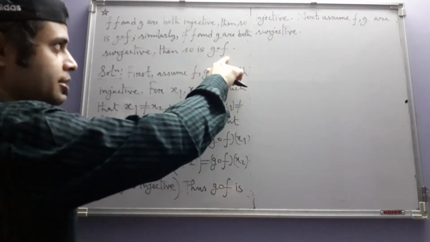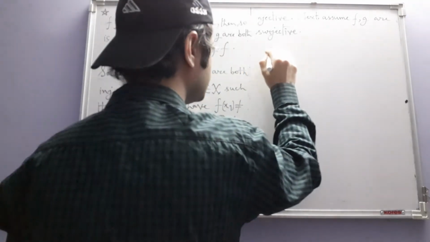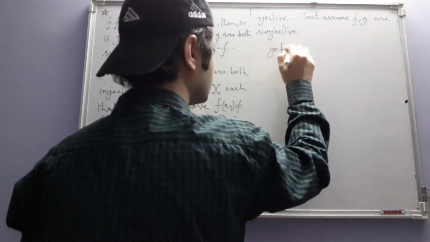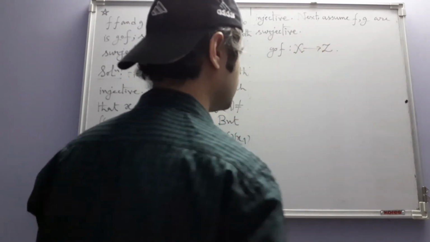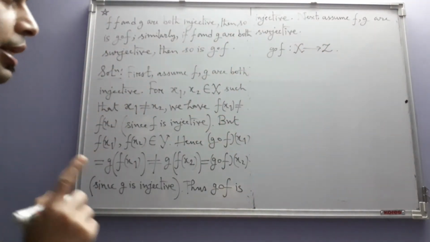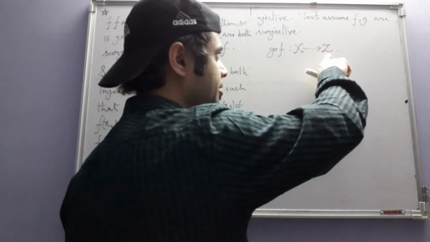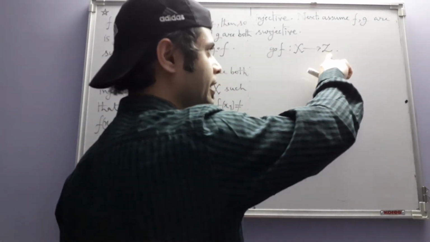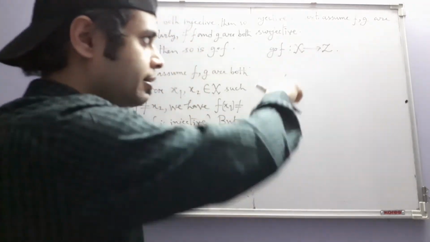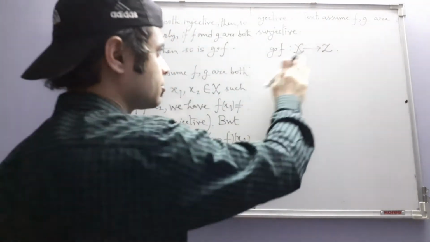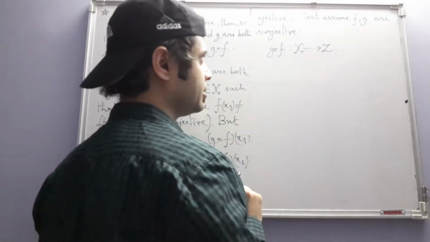We need to show that this function is surjective, and this is a function whose domain is X and whose range is Z. So that means if I choose any point here, then that point has to be the output of some input under this function. That input I have to find. So I start by choosing a point in the range.